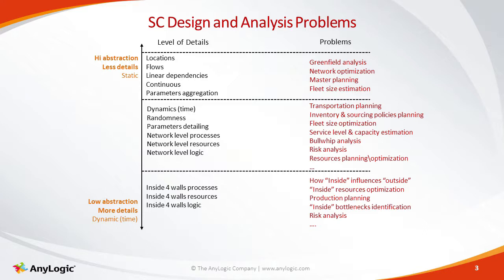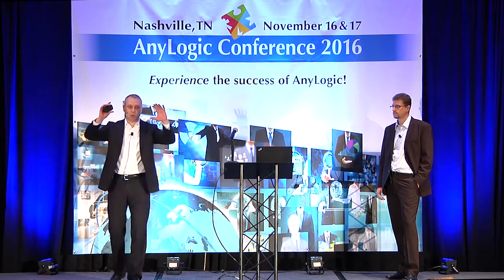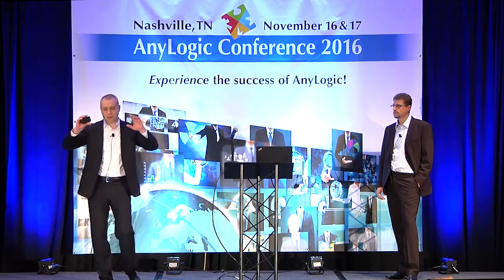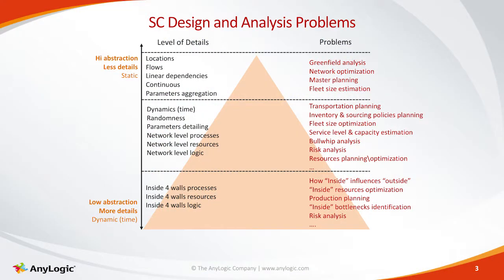And if we try to represent that on a chart, we get a picture like this. Basically, it means that on the top of this pyramid, there are problems which don't require a lot of details to be solved, but there is a very limited set of those problems. And then the more details you are able to add to the model, the more problems you can address.